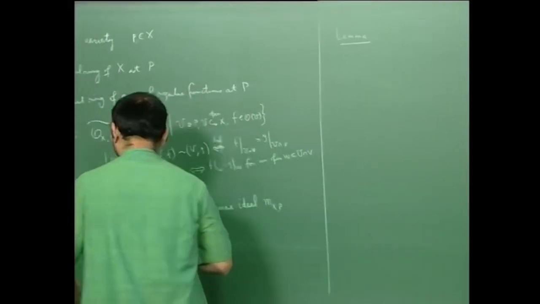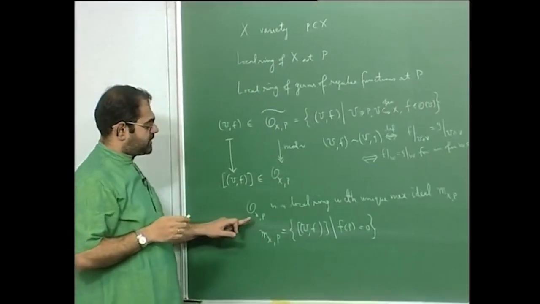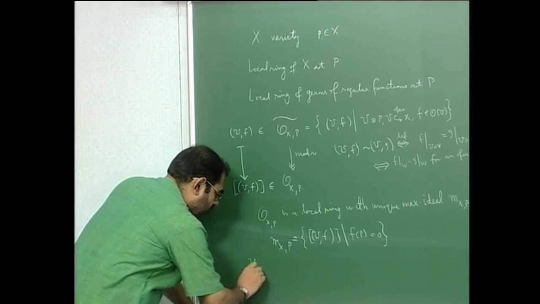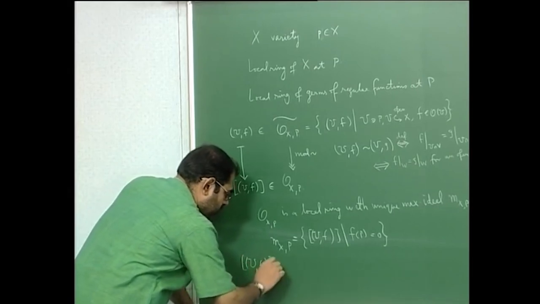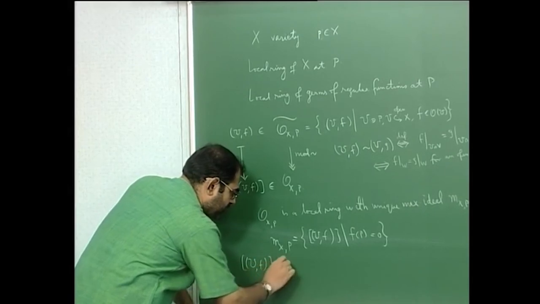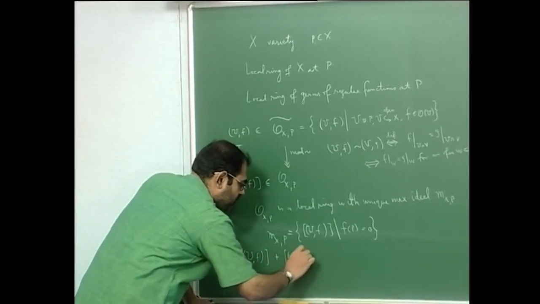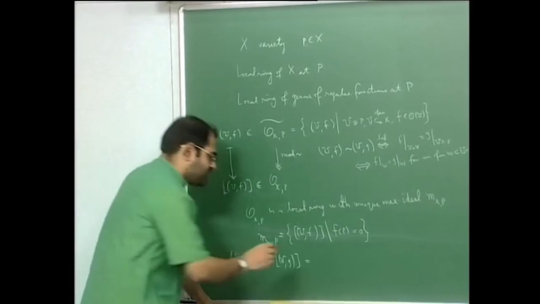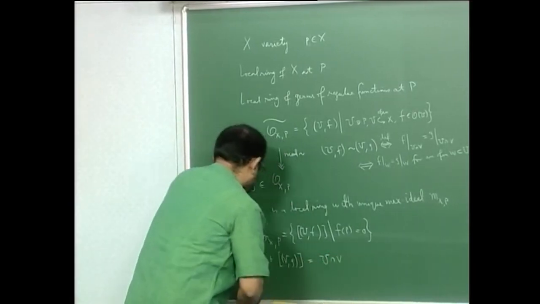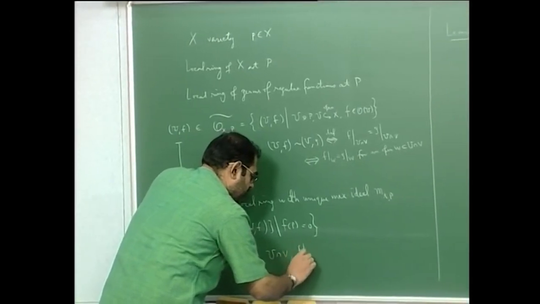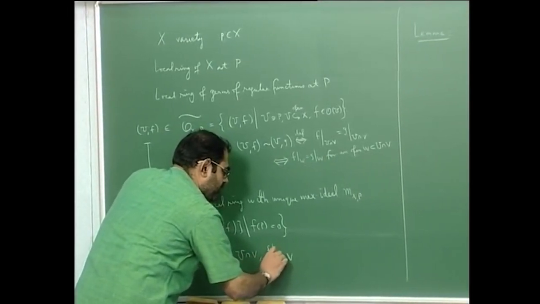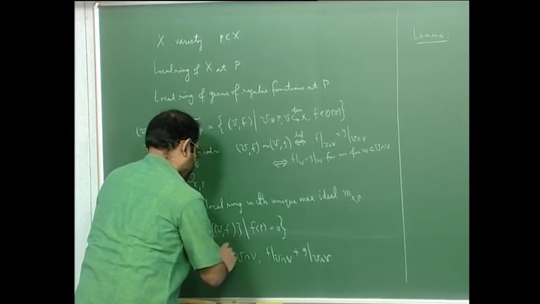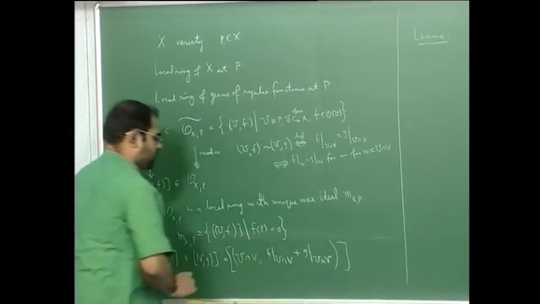By the way, I forgot to tell you that there is an obvious way in which addition and multiplication is defined here, okay. Maybe I'll just recall it. You have (U, F), you have a germ, you add it with (V, G) by simply adding the functions on the intersection. So you just take U intersection V and take F restricted to U intersection V plus G restricted to U intersection V, okay. So you take the germ of this pair.